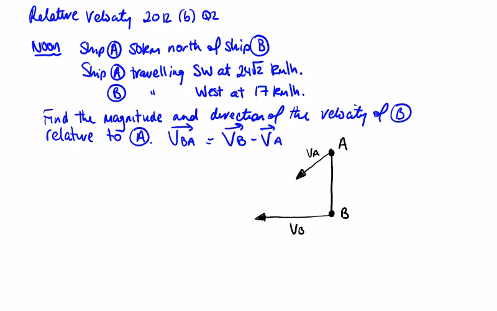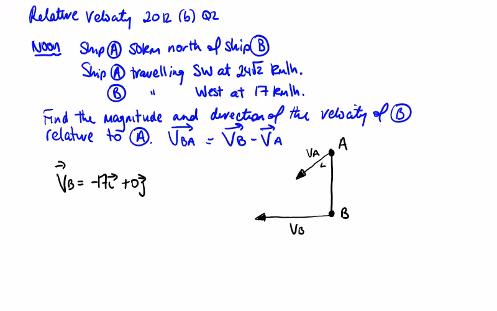Okay, so let's look at these and put them into equations, not formulas. The velocity of B is 17 in the I direction and no J, minus 17 I plus 0 J.